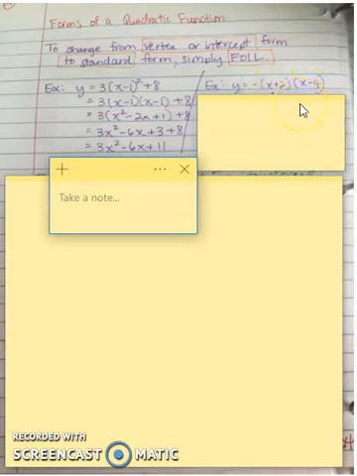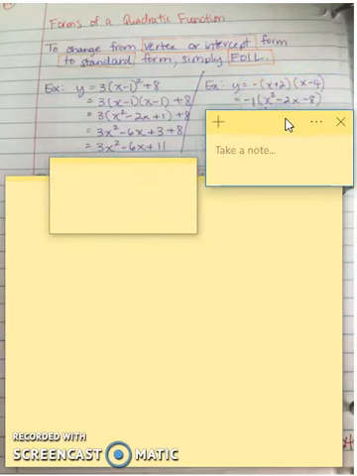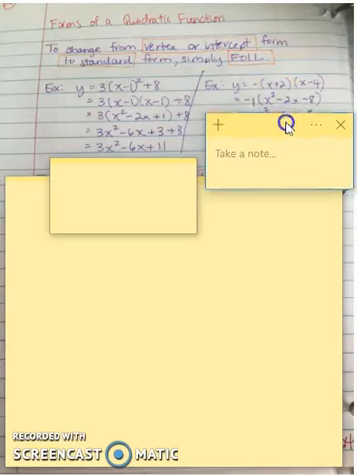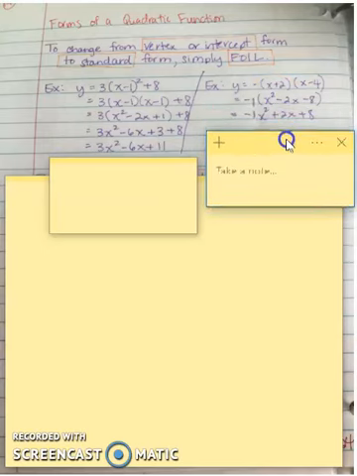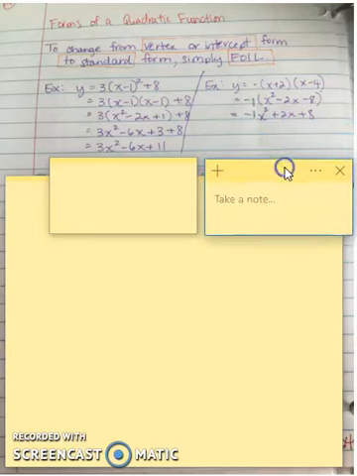I went ahead and distributed first. It really doesn't matter which one of these you do. So I distributed using FOIL. Once I do that, I'm going to multiply everything by the negative 1. And so now I went from intercept form to standard form.